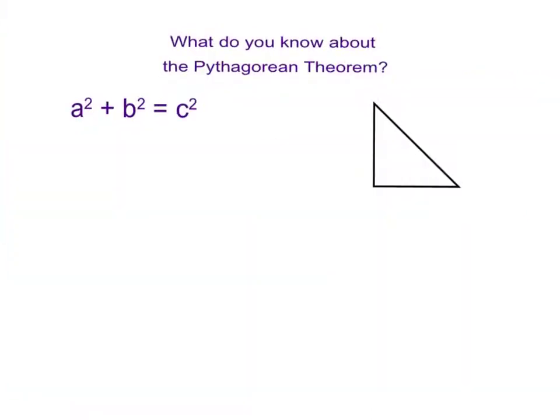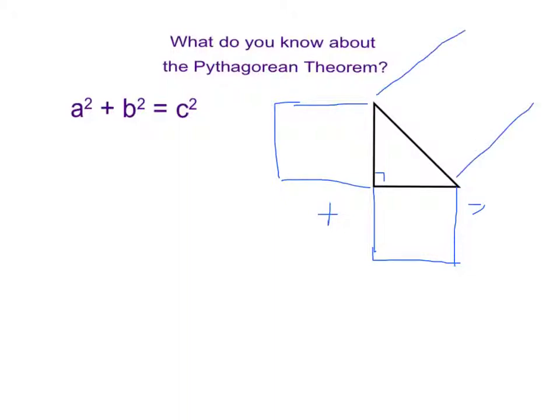I'm hoping you're coming to this lesson with some background on the Pythagorean Theorem. Hopefully you remember that the Pythagorean Theorem is a squared plus b squared equals c squared, and it has to do with right triangles. Basically what the Pythagorean Theorem says is if you square one leg, so again the legs are the two sides that make the right angle. If you square them, so if you have a square coming off of them and add them together, it equals the square of the hypotenuse. The hypotenuse, remember, is the longest side, and it's the one across from the right angle.